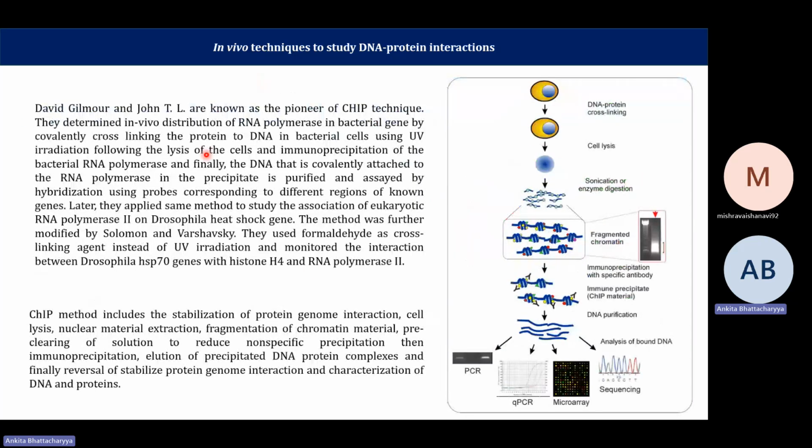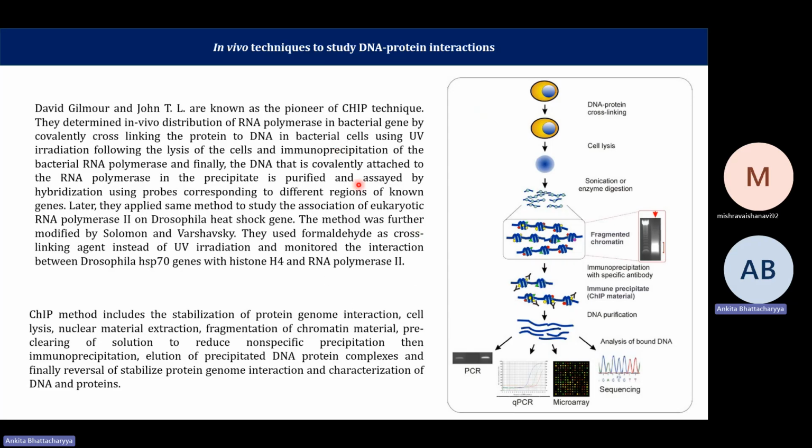Now, the technique was initially discovered by David Gilmour and John Lis, who are considered to be the pioneers of this technique. Their study was on the RNA polymerase in bacterial systems, whereby they covalently cross-linked the DNA and protein using UV irradiation. This, of course, is not something you usually will perceive for now. Instead, chemical cross-linkers are utilized. We'll discuss that in a couple of slides. It has already been covered in the last class, which is why I'm rushing by this topic a little bit, but because it's related to the technique we'll be discussing today, I want to recapitulate what we already did.